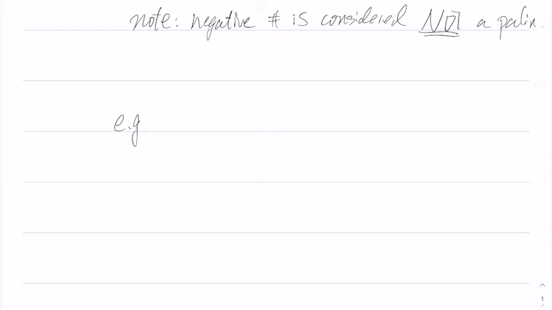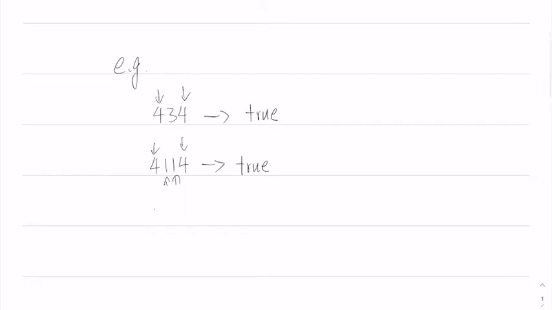So we give a couple of examples. The number 434 is going to return true because the last digit and the first digit are the same. And if it is even, this will give you true if there are 4 digits, right? The last and the first are the same, and the second and third are the same. What is not a palindrome, for example, 431 should return false because the first and the last digits are not the same.